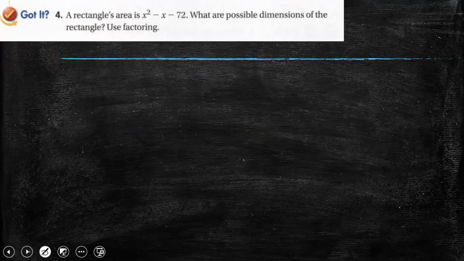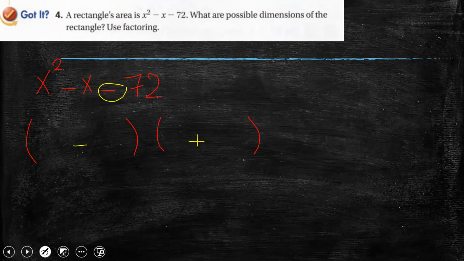Let's do one more to have the same idea. A rectangle's area is x squared minus x minus 72. What are the possible dimensions of the rectangle? Use factoring. X squared minus x minus 72. So here I have two factors. As we said, since the sign of C is negative, what does it mean? We have different signs: one is negative and the second one is positive.